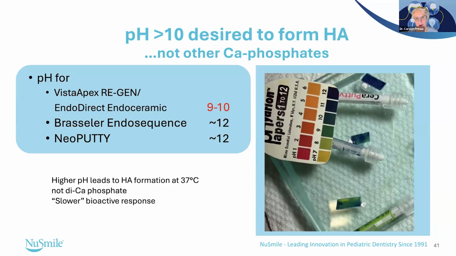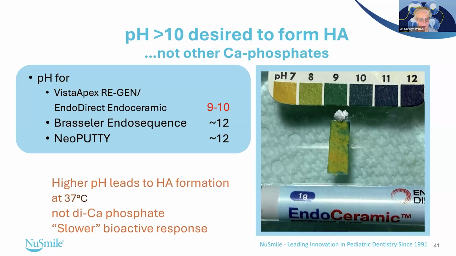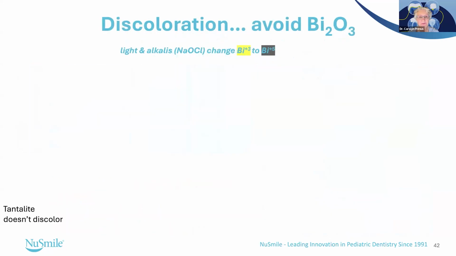I'm not so happy about the formation of HA for its speed, if you don't have a pH higher than 12. So the Vista Apex material had a lower pH, and let me show you that magnified, of around 9 to 10. So that isn't as encouraging for bioactivity as when the pH is higher. So the response in vivo can be slower.